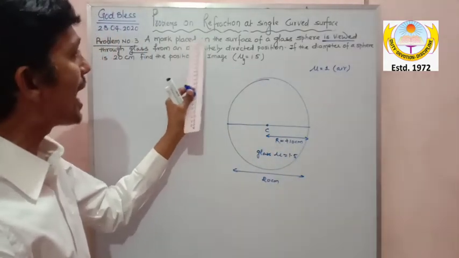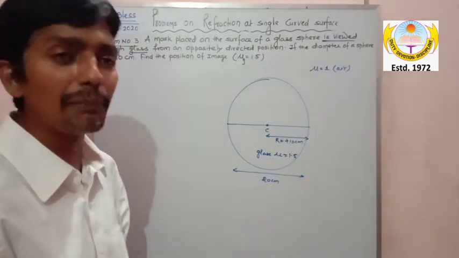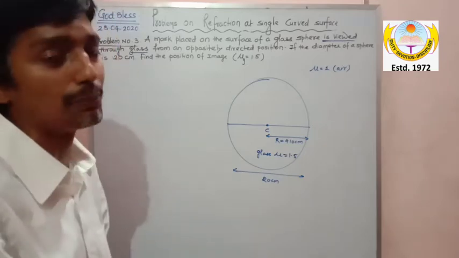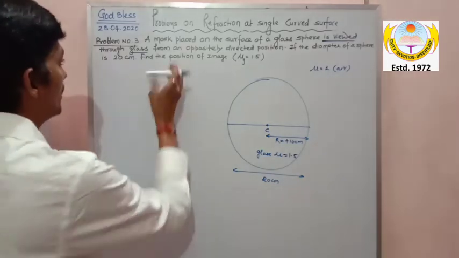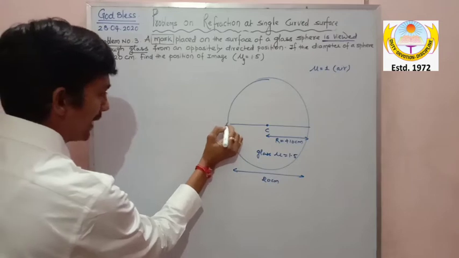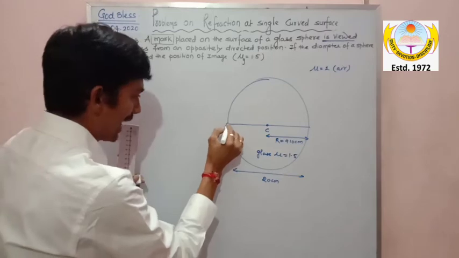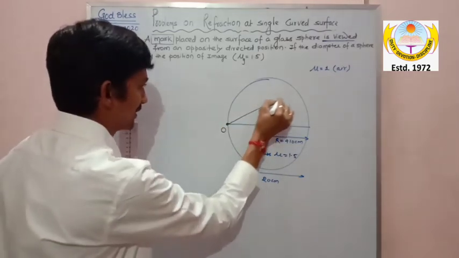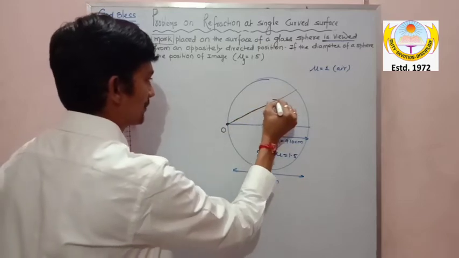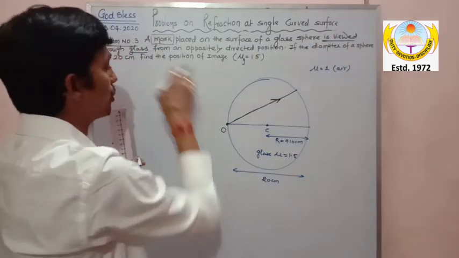If the mark is placed on the surface of glass, I told you this in my lateral displacement question also: here the word mark means object. So I have placed the mark here, this is the object. Now let this light be traveling in the glass. You can see it is traveling in glass, and that is why we said it is viewed through glass.